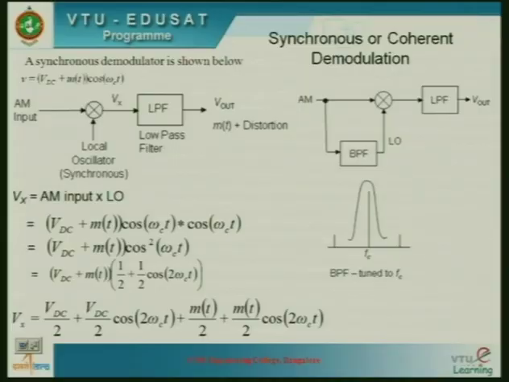But in the synchronized demodulation technique, what we actually do is, your input AM signal is applied and multiplied by a local oscillator, and then the output of the multiplier, which is now represented by Vx, is given as an input to a low pass filter, and we get output m of t. The reason why we do it this way is basically this.